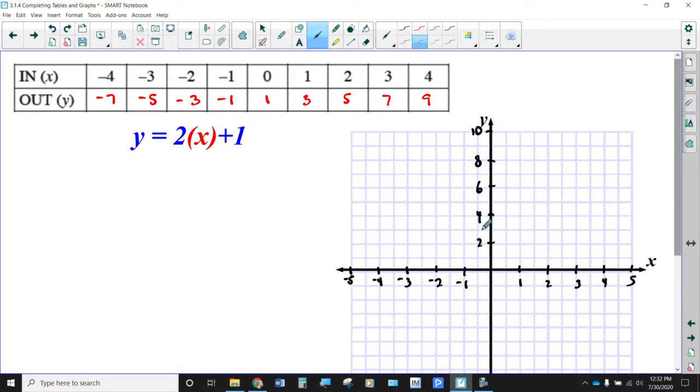How many of these should I plot? Maybe I'll just plot them all. So 0, 1 is located here. 1, 3, 2, 5, 3, 7, and 4, 9. And I know you guys are looking at that and you're like, oh, Mr. Aaron's made a mistake. I'm like, yep, Mr. Aaron's made a mistake. I'll get to that in a second.